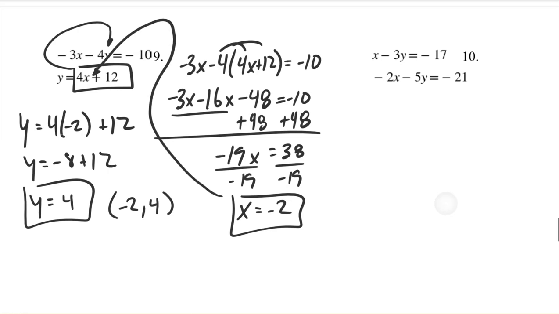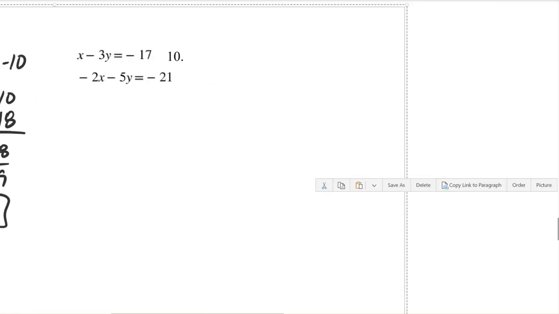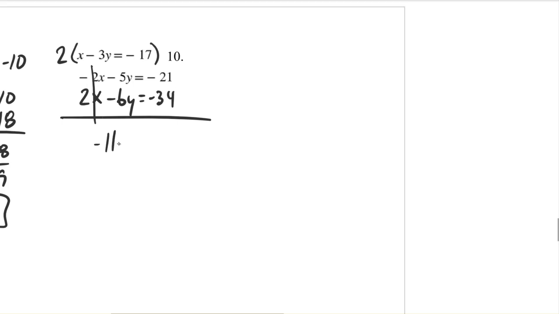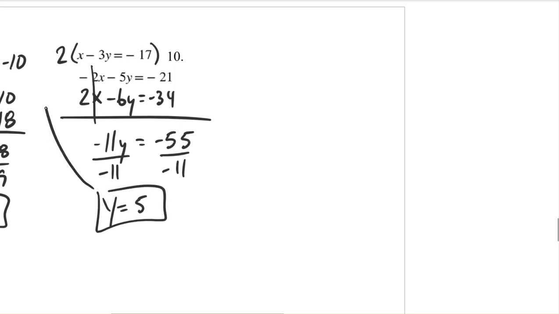Our next problem, we don't have anything solved for, but I've got a negative 2x, so I'm going to multiply everything by 2, get positive 2x minus 6y equals negative 34. When I add these equations together, I get negative 11y equals negative 55. Divide by negative 11. Y equals 5. Substitute this back in anywhere. We'll use the top equation.